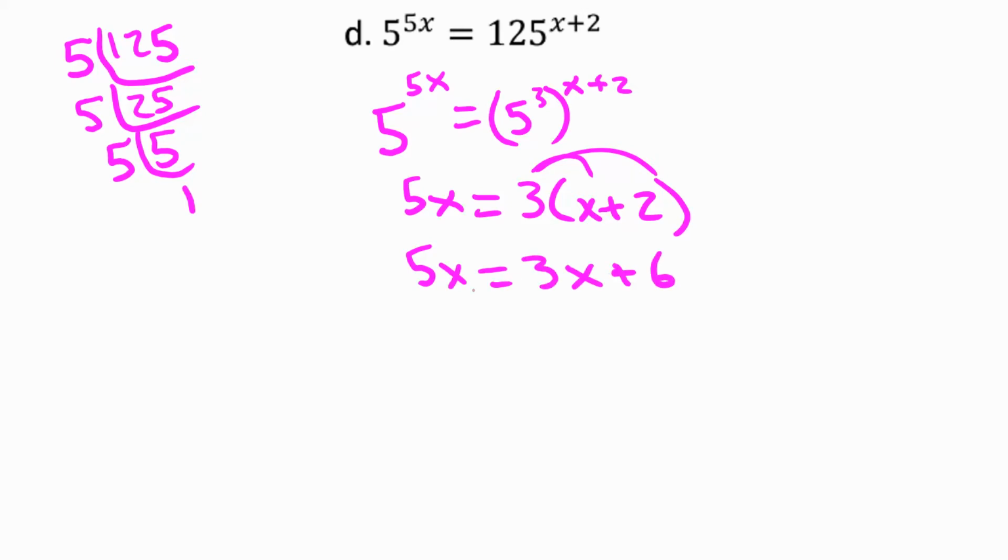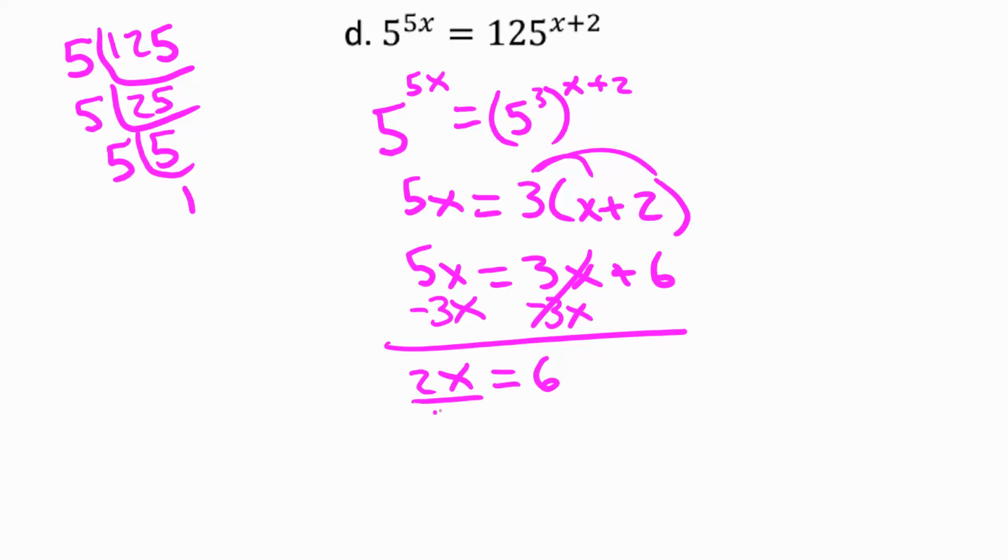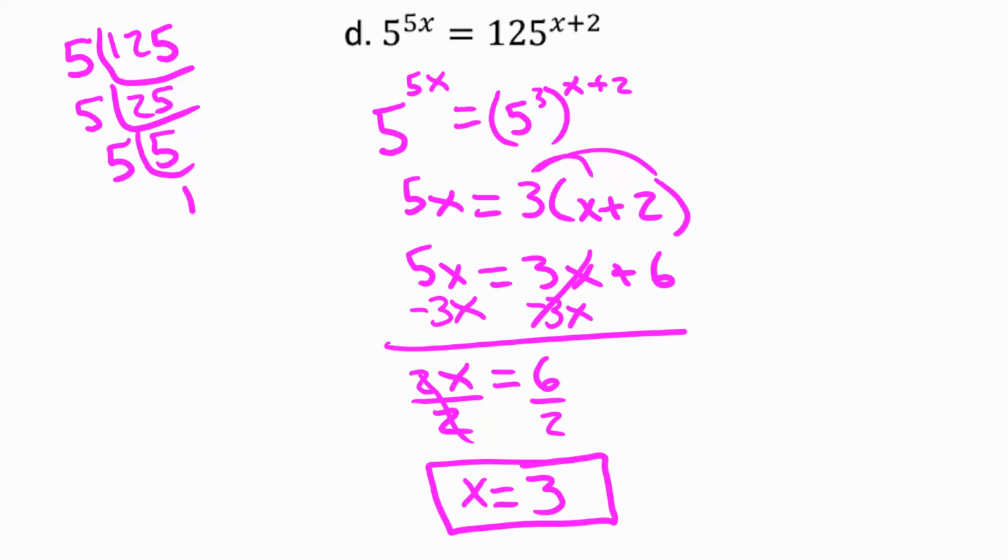And let's get all the x's in one place. I'm going to subtract 3x. As soon as I do that, I'll have 2x over here, the x terms by themselves, and the constant terms by themselves. Divide the 2. And final answer. Done. 2 more to go.